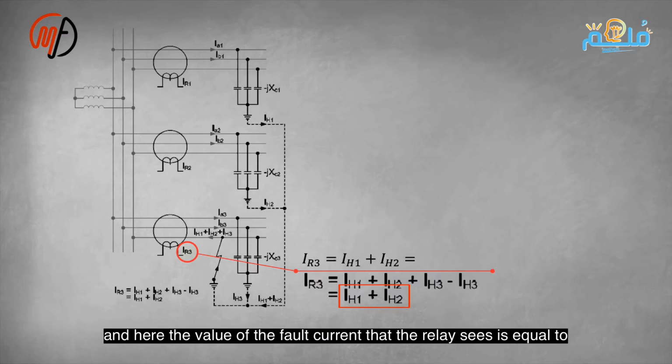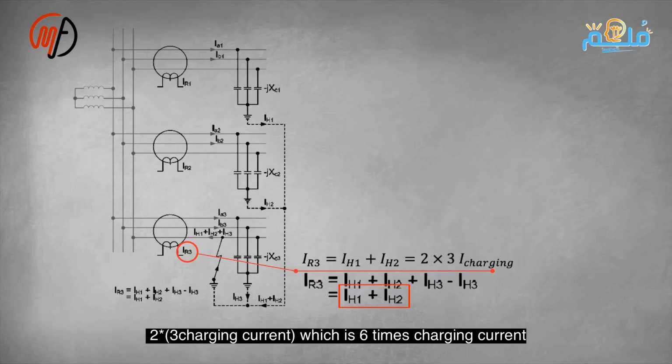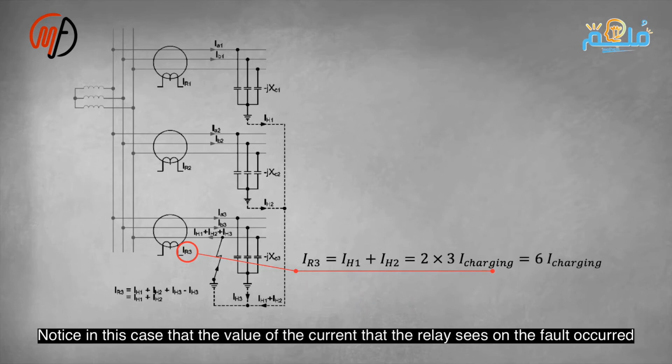In this case, the current seen by the relay on the faulty feeder is 6 times the relay current on each phase normally, while the current on non-faulty feeders is 1/3 of the charging current. Thus, disconnect the faulty feeder before the healthy ones.